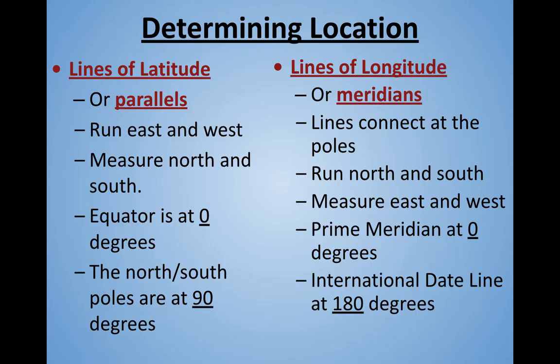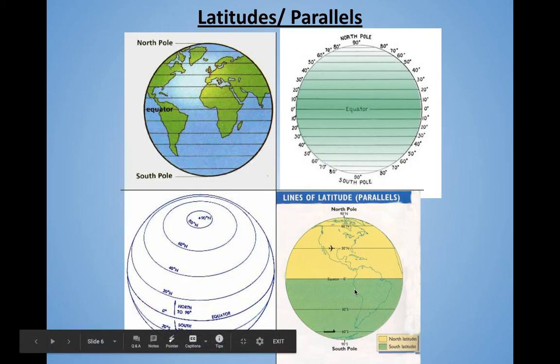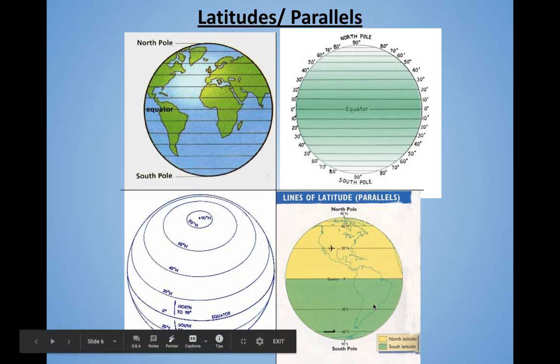So, this is just some visuals here of lines of latitude. As you can see, they all, like I said, are parallels. That's why they're called parallels. They measure north-south. The yellow here is the northern hemisphere. The green here is the southern hemisphere.